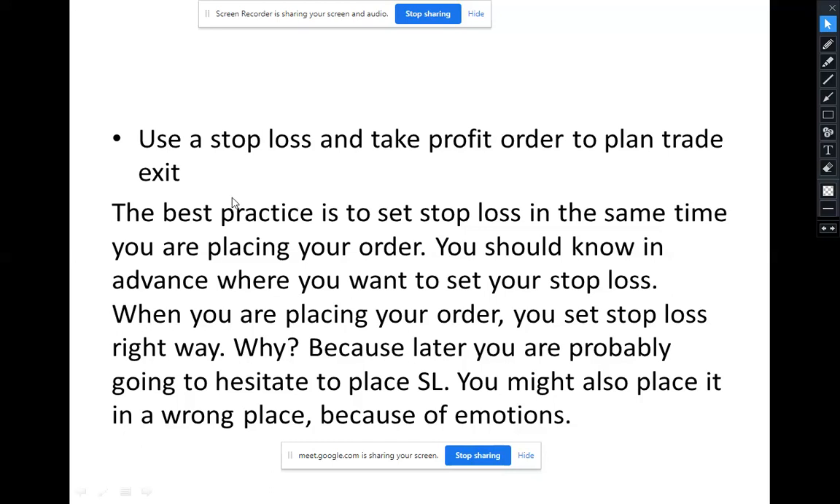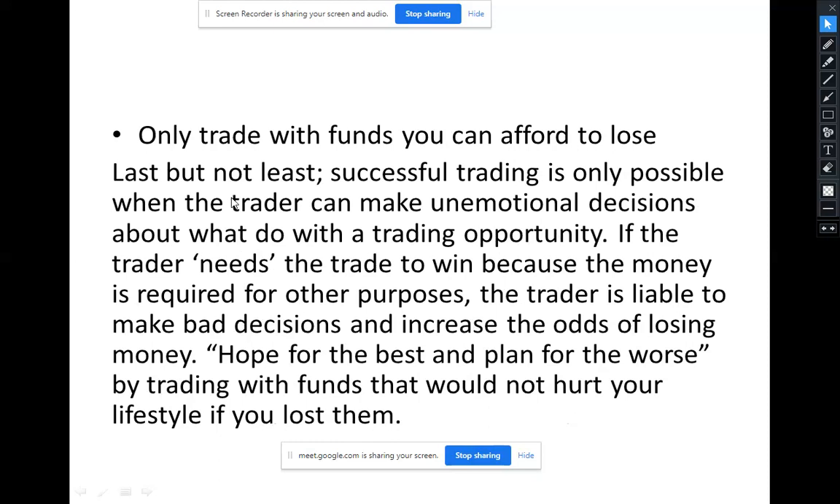Then the last one is to only trade with the fund you can afford to lose. If you can't afford to lose $50, then don't trade. If you can't afford to lose $10, then don't trade. Forget about trading, stay away. Let those who can afford to lose $10 trade. Let those who can afford to lose $50 trade. Let those who can afford to lose $100 trade. Let those who can afford to lose $200 trade. But if you can't afford to lose any of this amount of money, then don't trade.